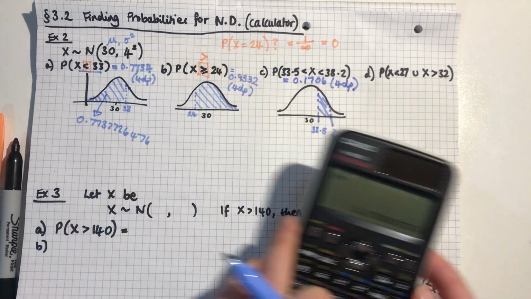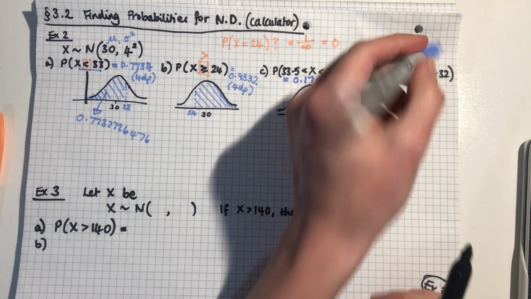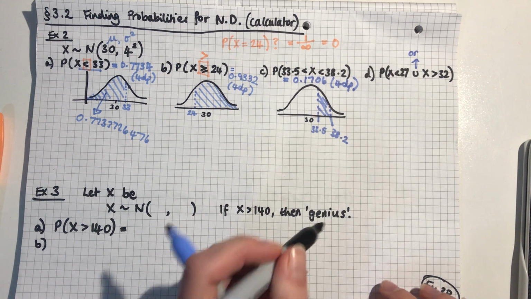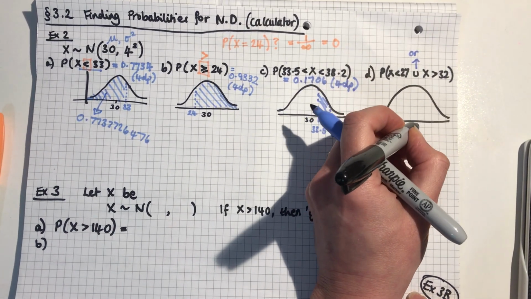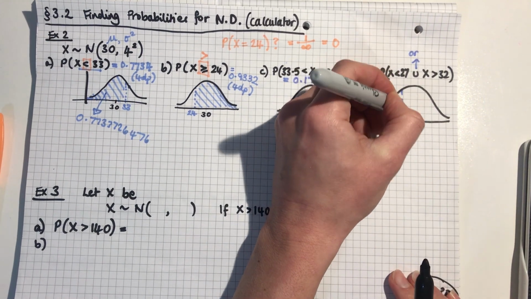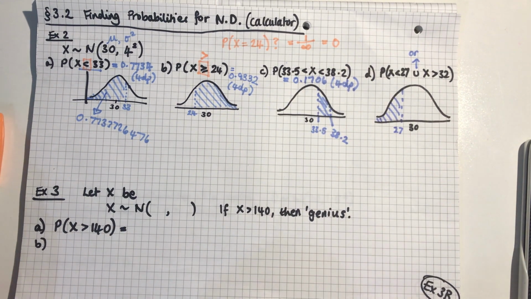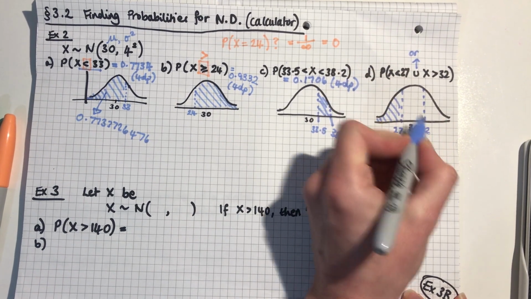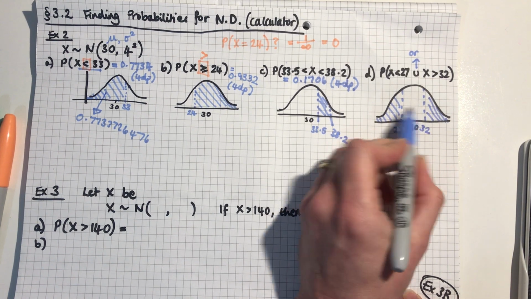Now, the final question asks me for the probability that x is less than 27 or, separately, greater than 32. So here's our diagram again. There's 30 in the middle, 27 somewhere over here. Less than 27 is that area. I'm going to keep it the same colour for now. I'll just explain why in a minute. 32 is there. That's greater than 32. It wants this one or this one, which means we're going to add together those two areas.